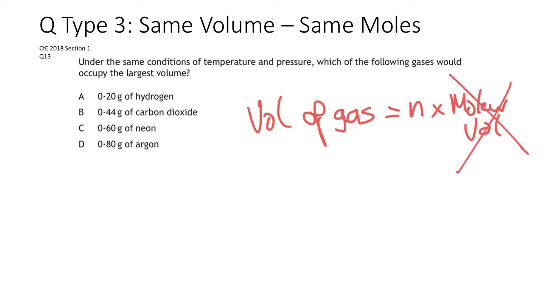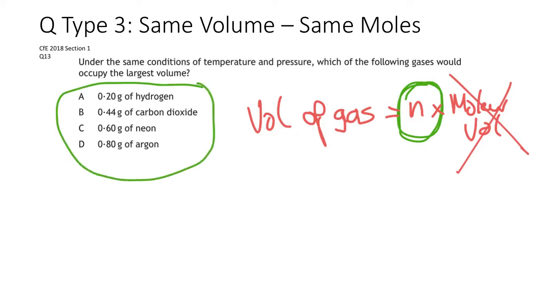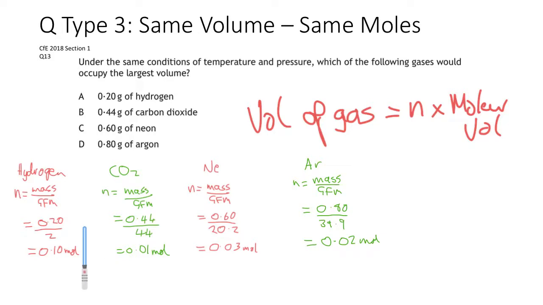What you really need to focus in on is the number of moles. The bigger the moles, the bigger the volume. So what they're really asking you to calculate here is which of these gases has the highest number of moles. Carrying out a few quick mole calculations, we can see that there's the greatest number of moles of hydrogen. So answer A is the correct answer.